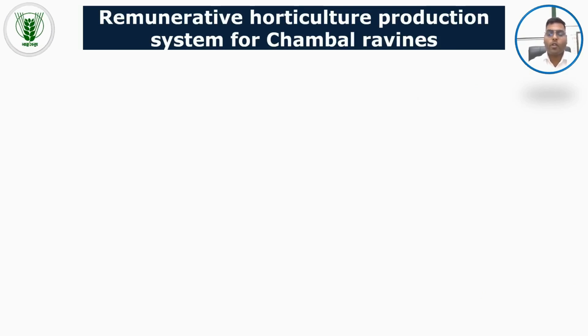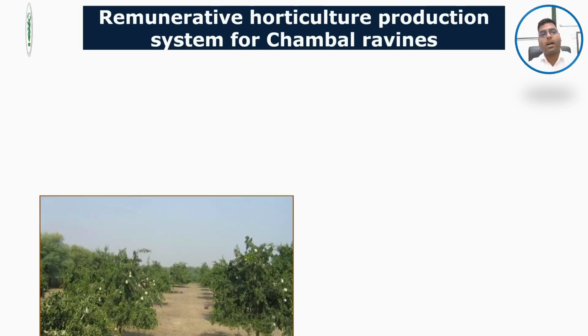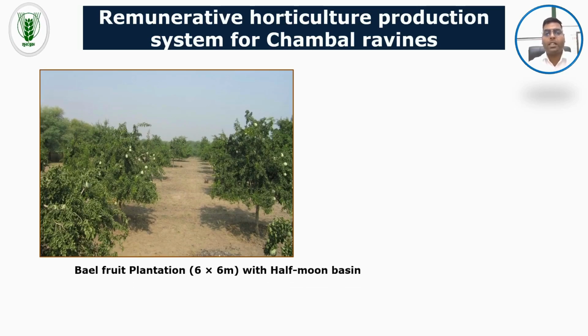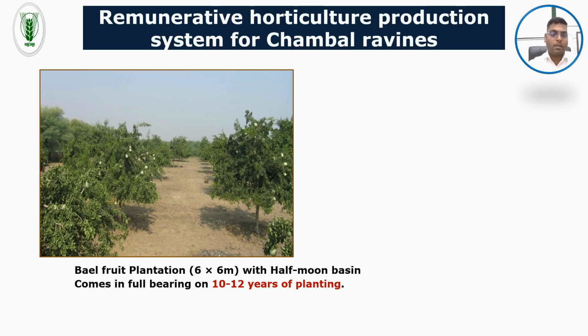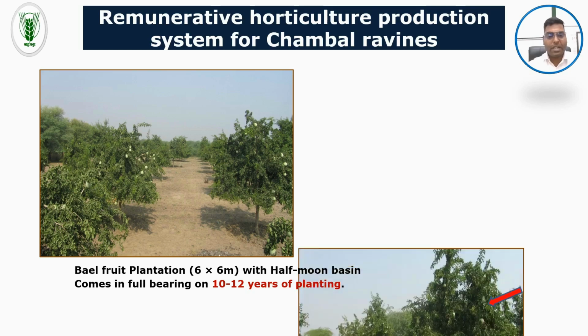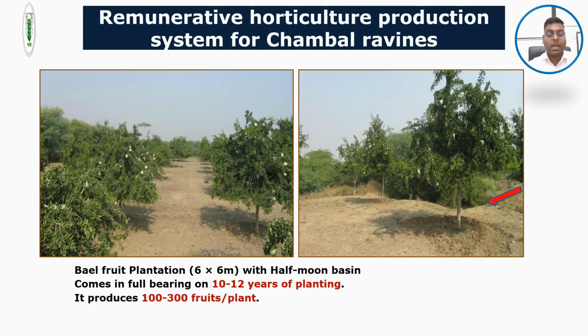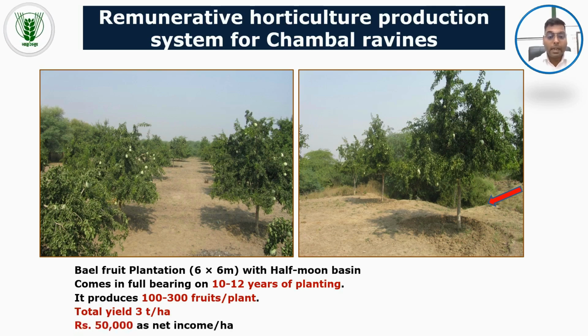ICAR, Indian Institute of Soil and Water Conservation Research Center, Kota, has developed a remunerative horticulture production system for Chambal ravines. In this system, bael plants are planted at 6 by 6 meter with half moon basin. Bael comes in full bearing at 10 to 15 years of planting. It produces 100 to 300 fruits per plant and the total yield was 3 tons per hectare and the net return observed was 50,000 per hectare. So we can say this is also a wonderful production system for the Chambal ravine.